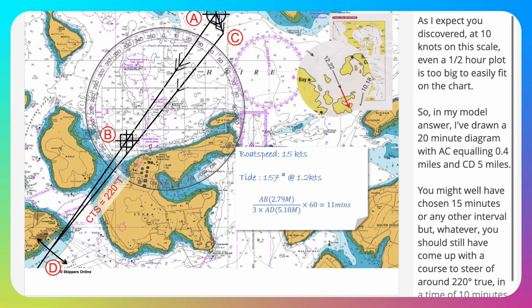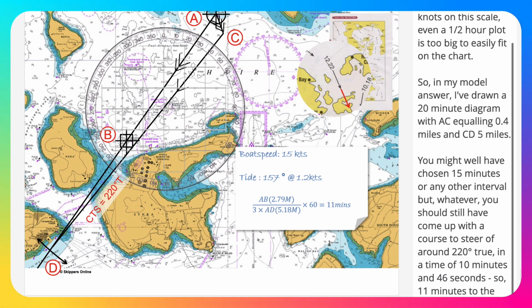As I expect you discovered, at 10 knots on this scale, even a half-hour plot is too big to easily fit on the chart. So in my model answer, I've drawn a 20-minute diagram with AC equaling 0.4 miles and CD 5 miles. You might well have chosen 15 minutes or any other interval, but whatever, you should still have come up with a course to steer of around 220 degrees true in a time of 10 minutes and 46 seconds, so 11 minutes to the nearest minute.